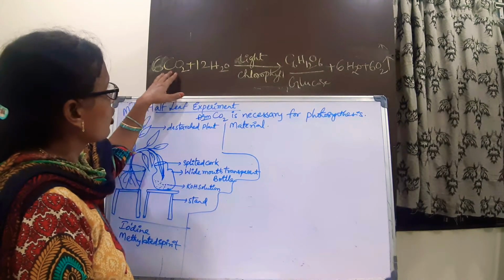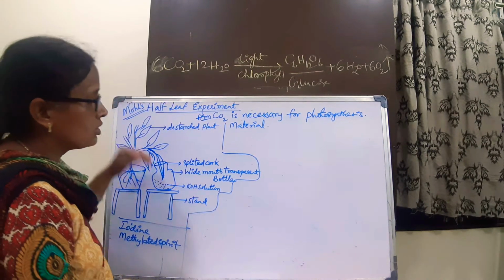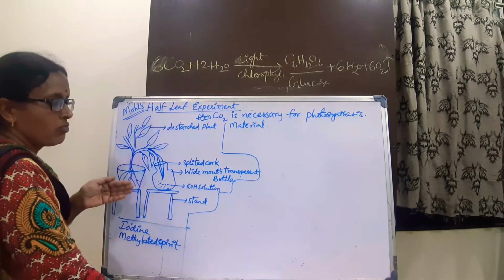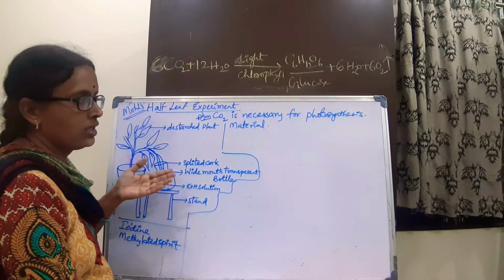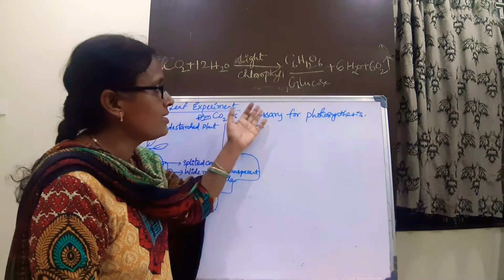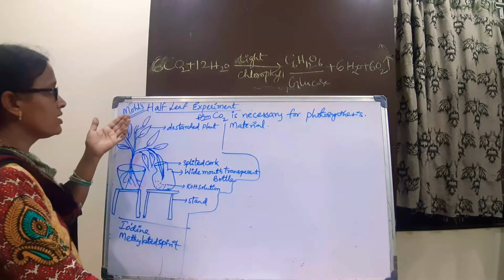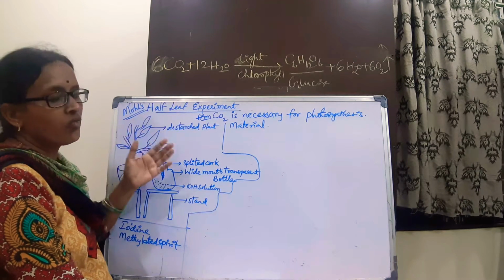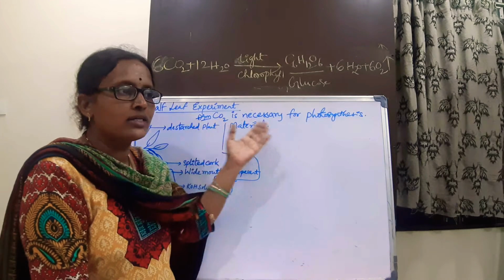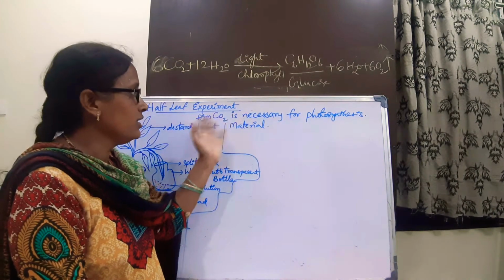So we know that carbon dioxide is necessary for photosynthesis. So we are going to test whether carbon dioxide is necessary for photosynthesis or not. Our aim is to show that carbon dioxide is necessary for photosynthesis. In our examination, they may ask you to write down Moll's half-leaf experiment. Otherwise, how can you prove that carbon dioxide is necessary for photosynthesis? So they can ask any time.